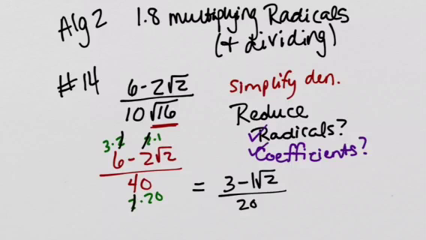Because we made sure that the root was out of the denominator, and then we tried to simplify by reducing any radicals that were in the problem and reducing my coefficients. So there you have it.